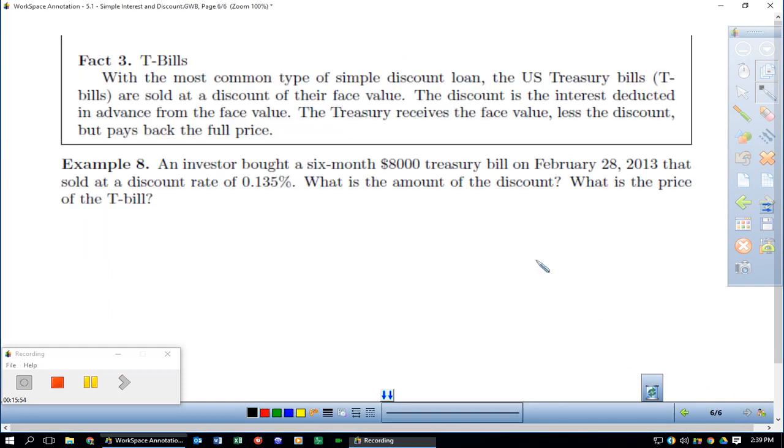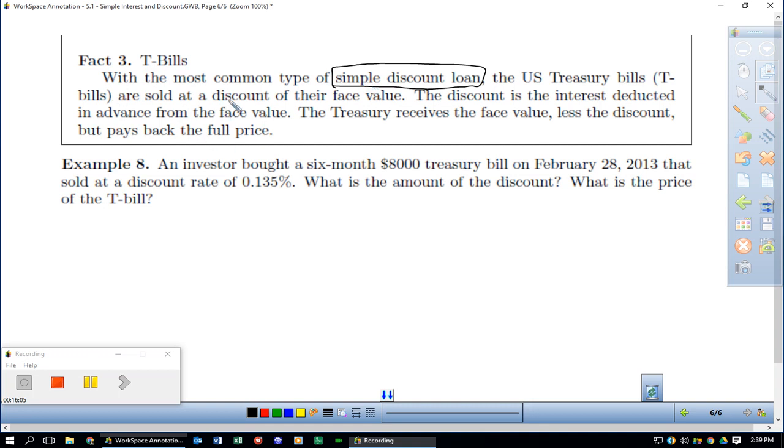All right, last problem, I believe, is on T-bills. T-bills are called Treasury bills, while this is the most common simple discount loan. Now this is a little bit reverse of what we've been thinking. This whole time we've been thinking, okay, we put money in, we get interest, we add it together, and that's how much we have now. Treasury bills work a little backwards.